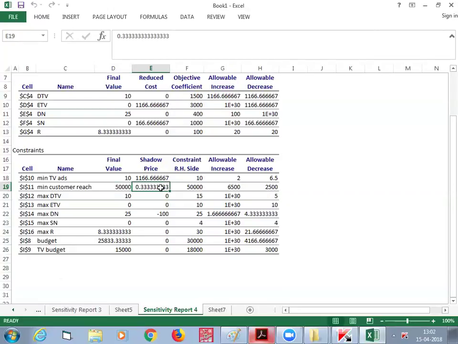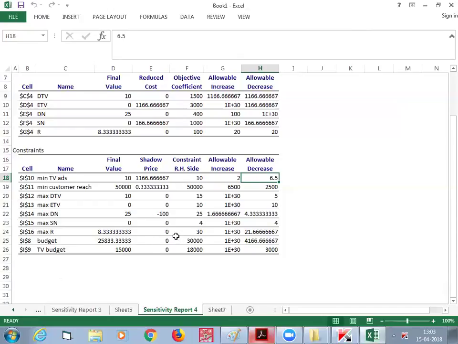Earlier it was: if I increase the budget by one, how many new customers am I getting? Now I'm looking at it per customer, how much is my additional expenditure. And the TV ads increased the cost by 1,166. So we can actually reduce that by reducing the requirement of 10 TV ads. We can reduce by 6.5 in this case. We can reduce even more in this case.